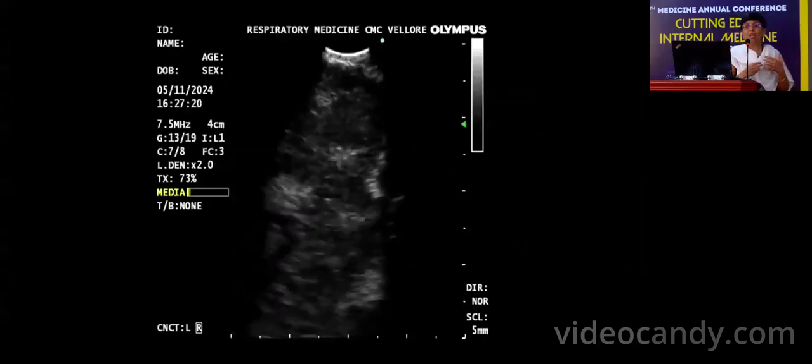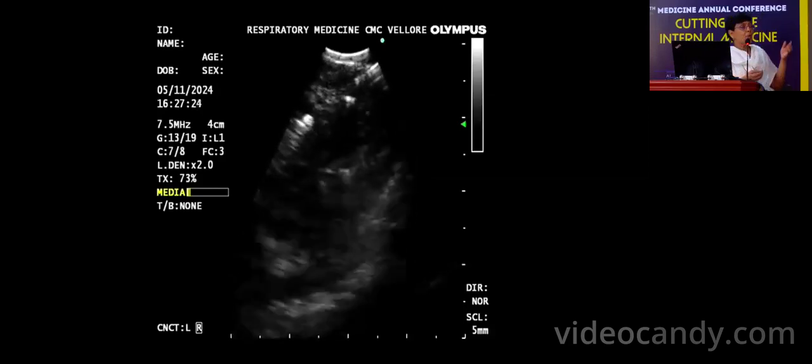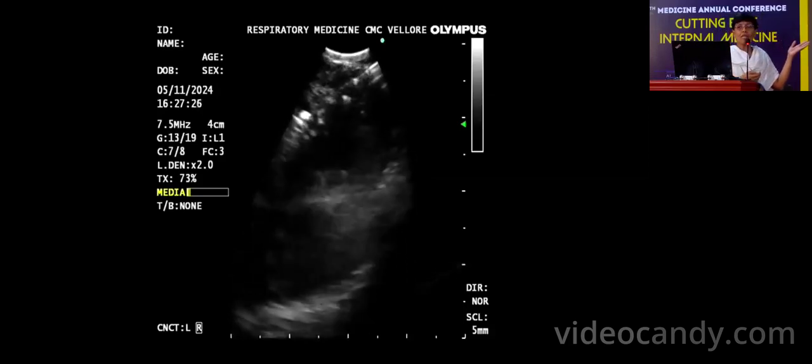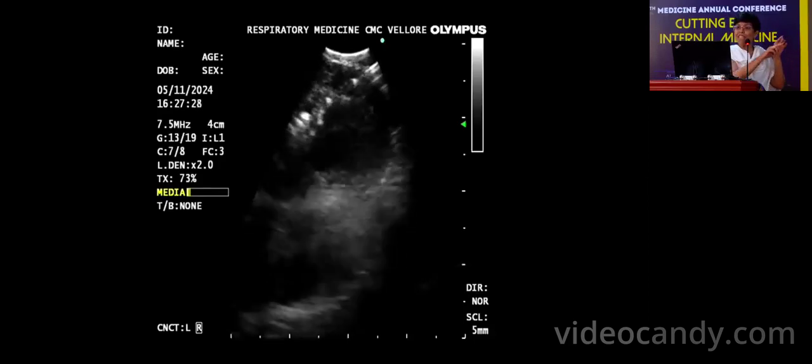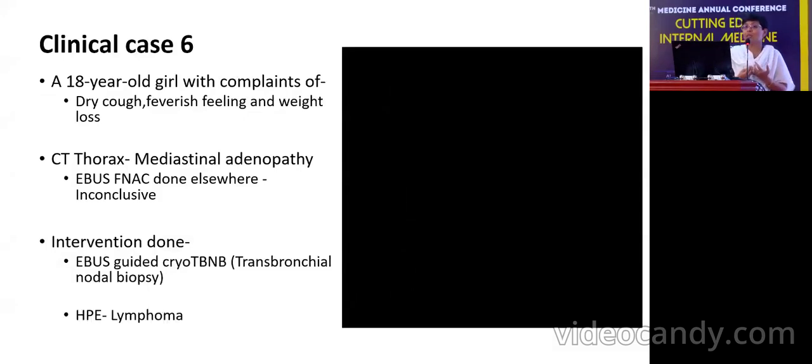Cryobiopsy is the technique which uses cryo, the freezing technique. Wherever you have to take the biopsy, you hold, it freezes the area around it, and you get a big chunk, which is actually well preserved. When you take a sample with biopsy forceps, it can be crushed, but this is an uncrushed sample. For her, the histopathology was lymphoma.